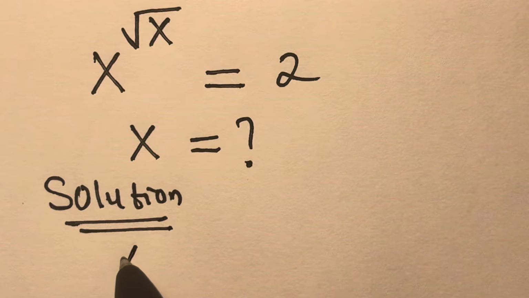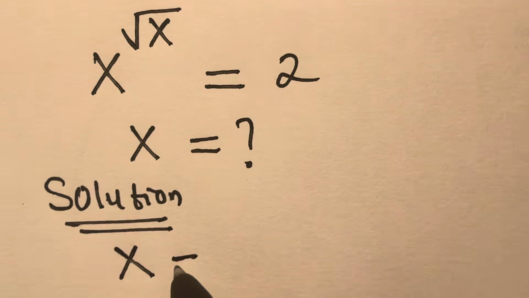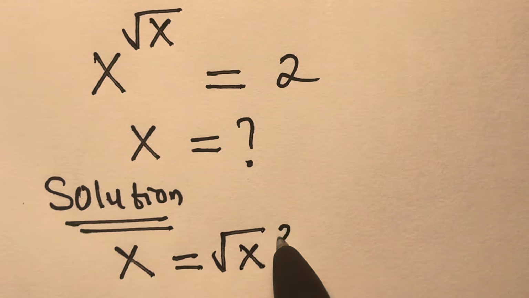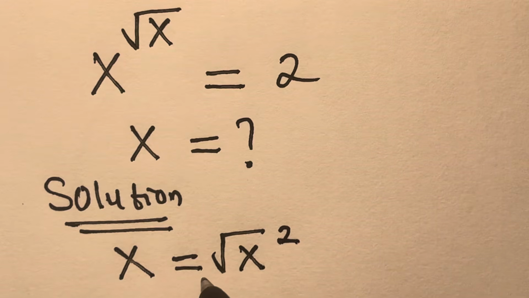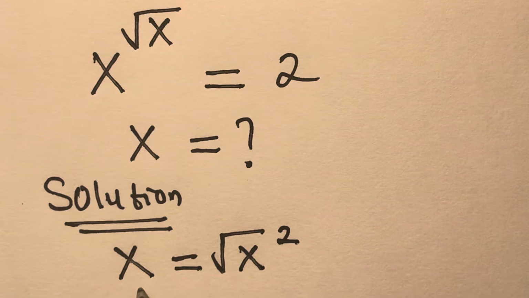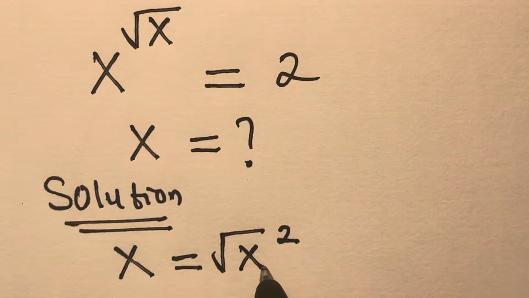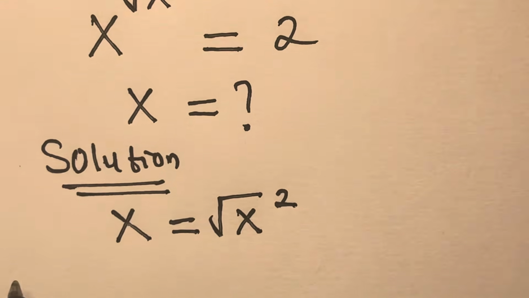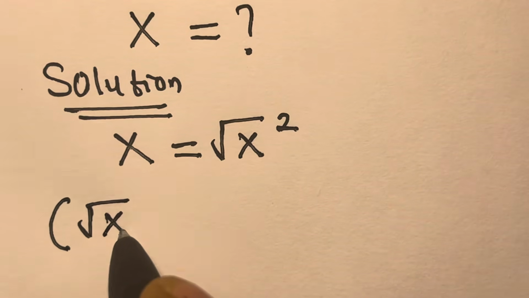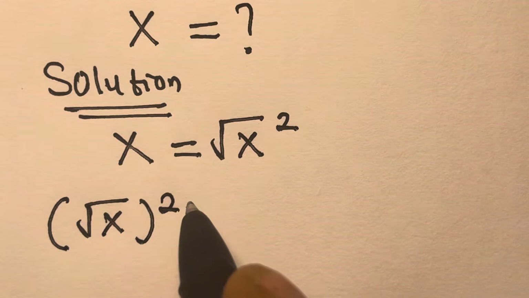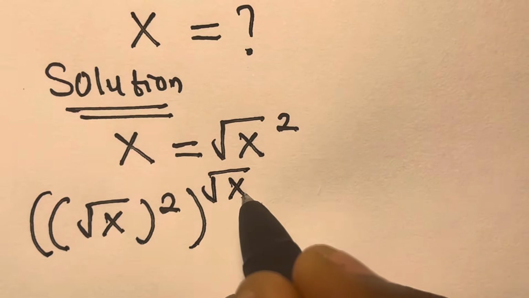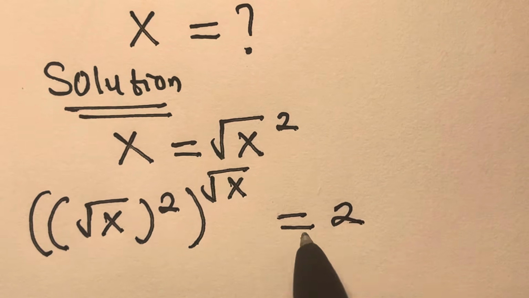So let's note that if you have x, this is equal to the square root of x squared, right? Because this square will cancel this square root. So now, let our x be equal to the square root of x squared in this equation. So we will have the square root of x squared, right? So we can put it like this. So then we have the square root of x equals 2, right?